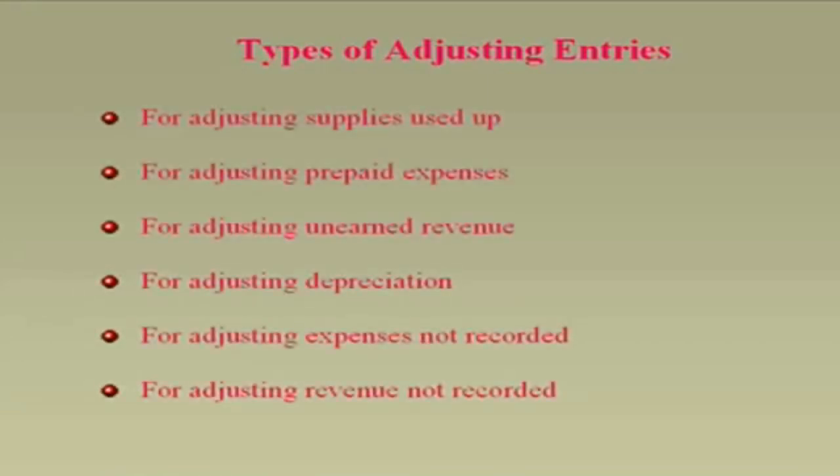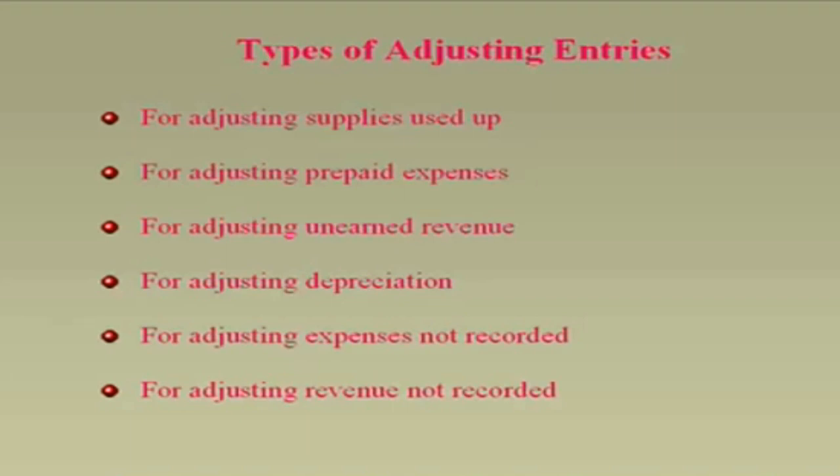What are the most common types of adjusting entries? Adjusting entries for inventory, because inventory gets used up, but people may forget to record it. Adjusting for prepaid expense. Remember, once the service is received, you have to delete the prepaid. Adjusting for unearned revenue. If you got cash and then you provide the service, you don't have unearned revenue.